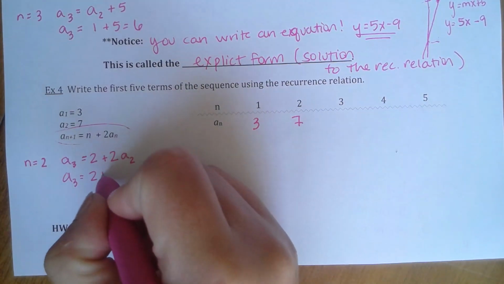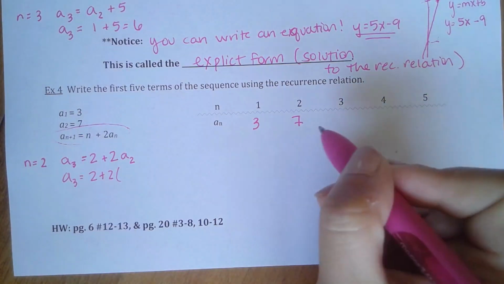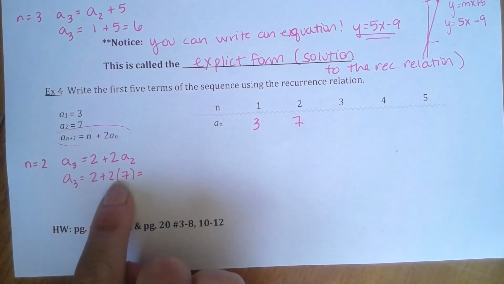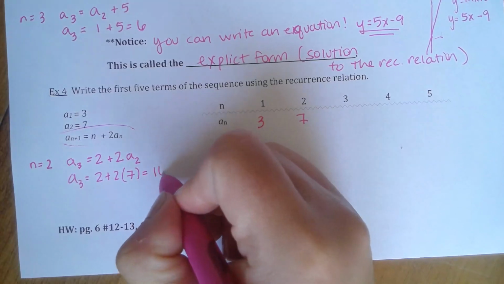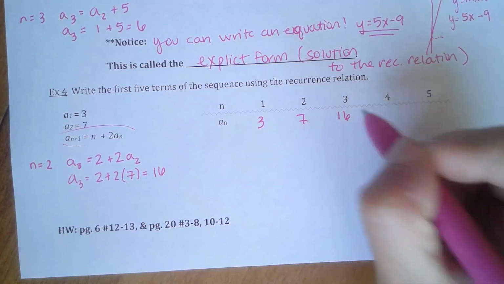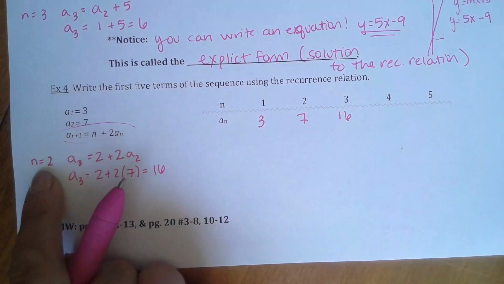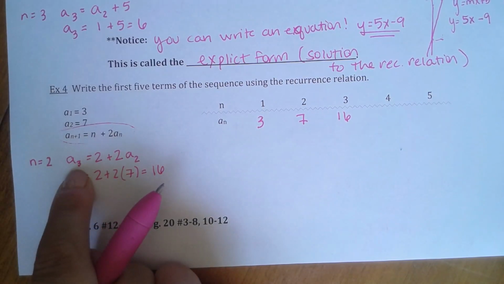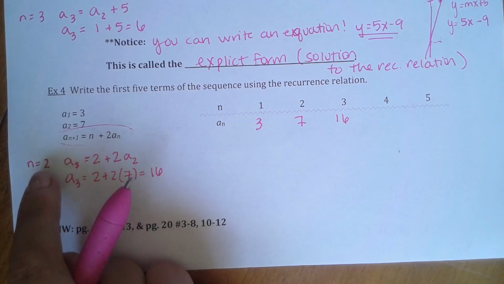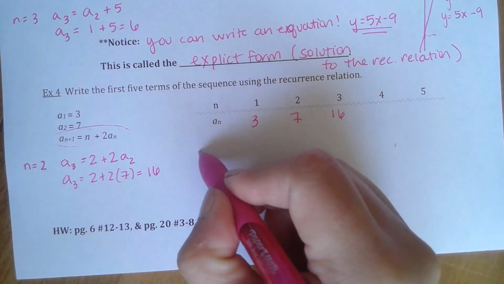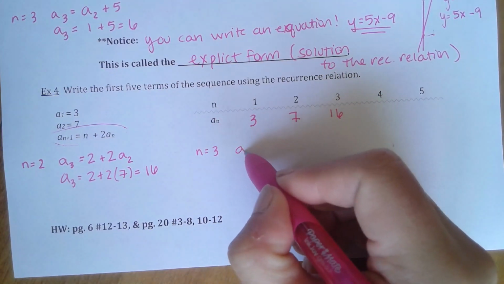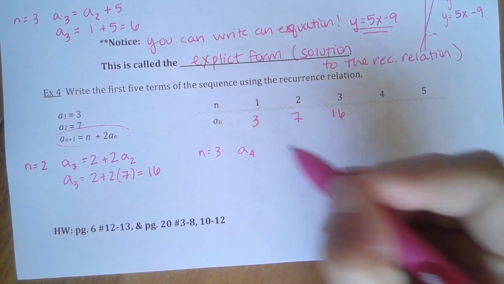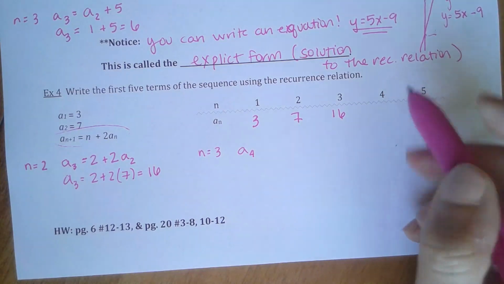All right, a sub 2 I know is 7. I can see that from my table. So I have 2 plus 14, which is 16. So that would be the next term in my sequence. Now that I've figured out this harder part, like knowing what this n value should be to get to our next term, we can just go in order. So our next n value is going to be 3. That would get us 3 plus 1, which is 4, a sub 4. That's good. That's the next term that I need.